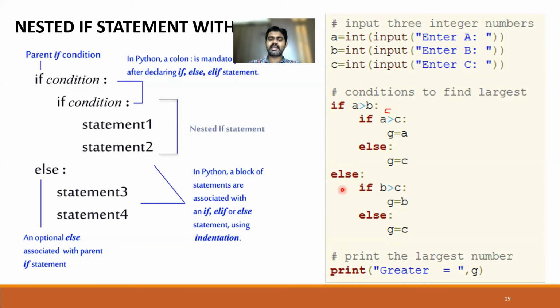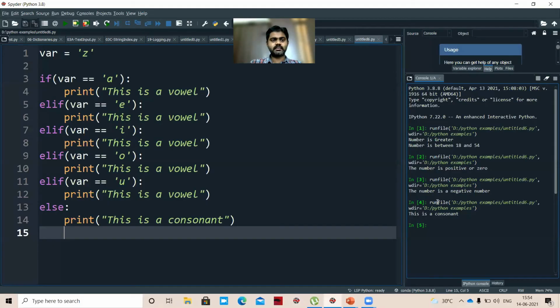Else, again we are checking a condition: if B greater than C, G equal to B, else G equal to C. So this else is for this if. Finally we came out of this block and we are printing greater equal to G. I hope you understood what nested if is. So let us execute this.